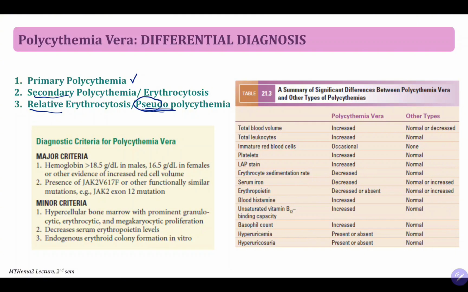Okay? Now, you also have to consider the diagnostic criteria for you to diagnose your polycythemia vera as given by the World Health Organization. Patients to be diagnosed with PV should meet your major criteria and some of the minor criteria.